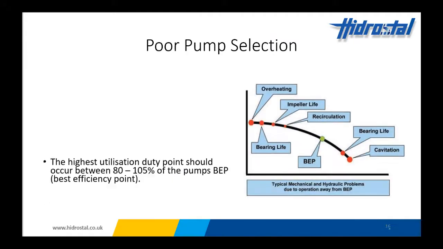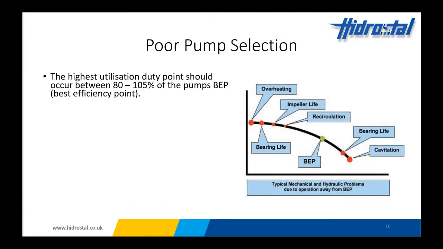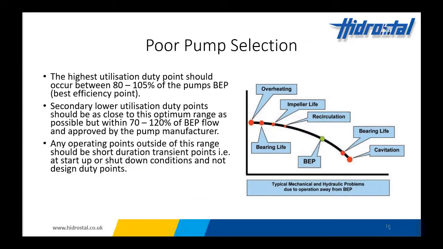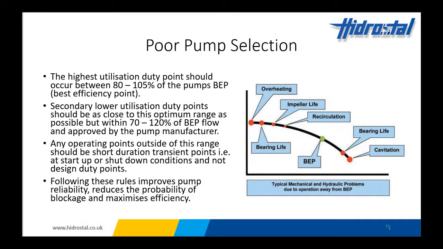Right, poor pump selection. So the highest utilization duty points need to occur between about 80 and 105% of the best efficiency flow point. You can stretch that to 70 to 120, but you really should speak to your pump manufacturers, because most pump manufacturers will have a view on that particular aspect. And any operating points outside of the range should only be short duration transient periods and not fixed duties. So the type of thing that might happen at a startup or a shutdown. Following these rules will improve the pump's reliability and reduce the probability of blockage and maximise efficiency.